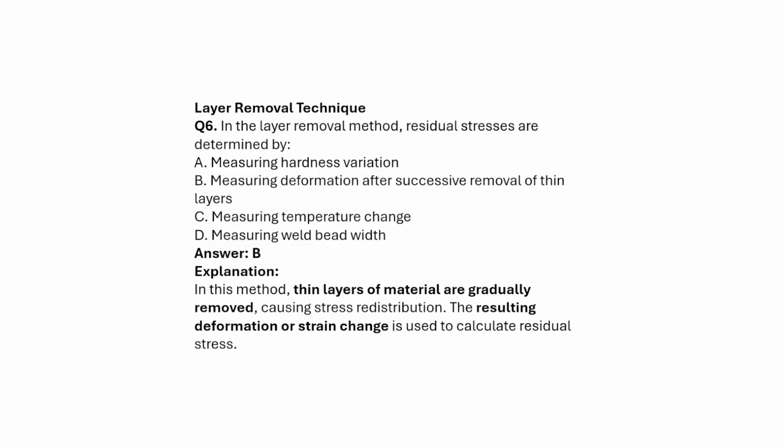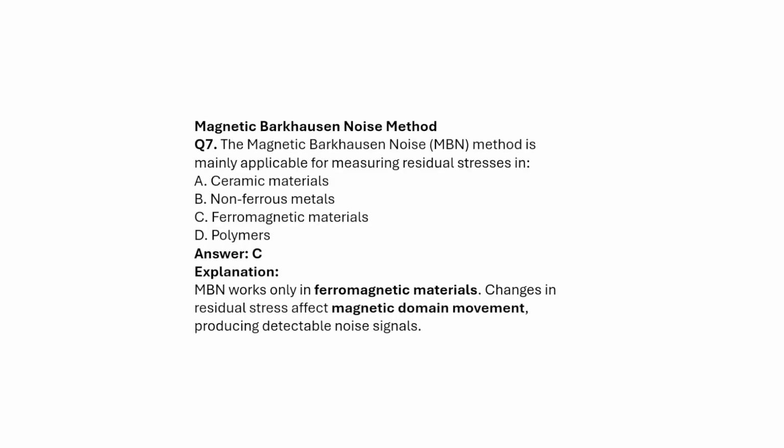In this method, the answer will be B: measuring deformation after successive removal of a thin layer. Okay, it is the layer removal method. In this method, thin layers of the metal are gradually removed, which causes stress redistribution. The resulting deformation and strain changes are used to calculate the residual stresses.